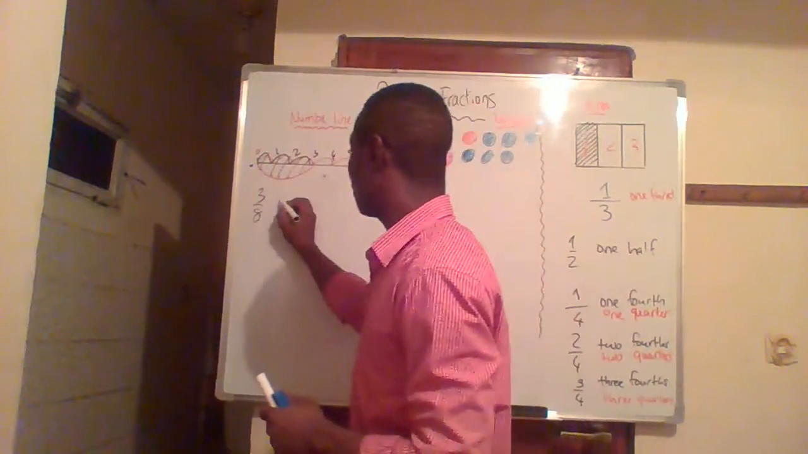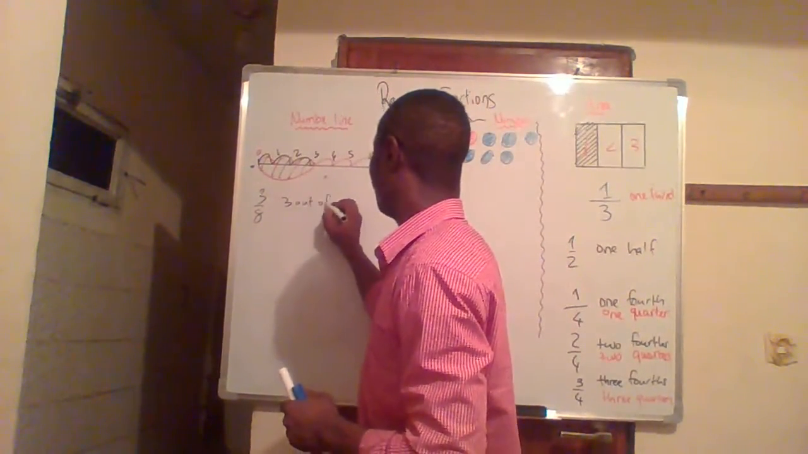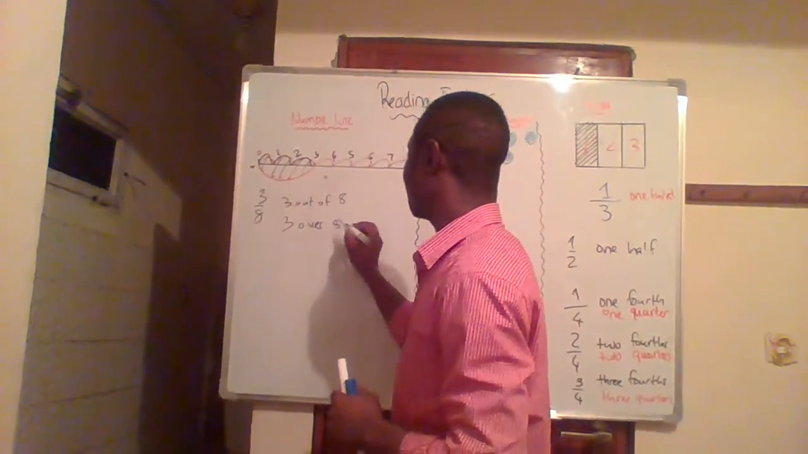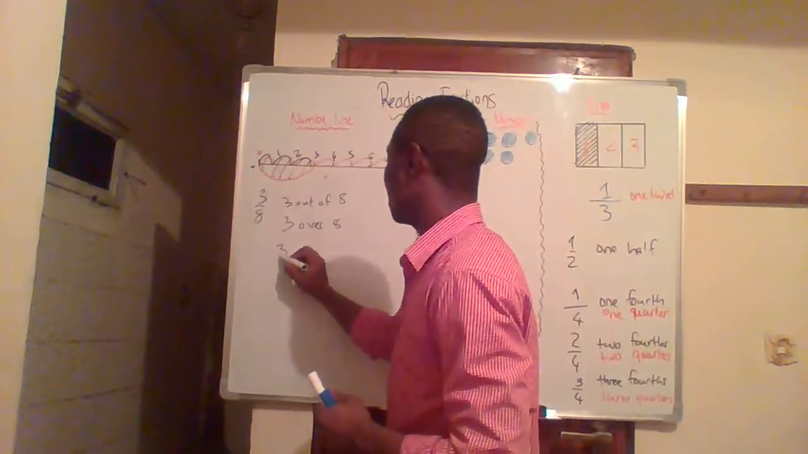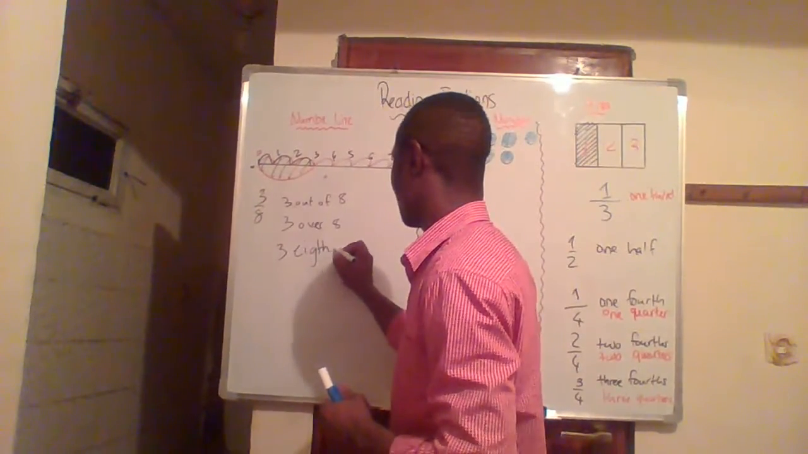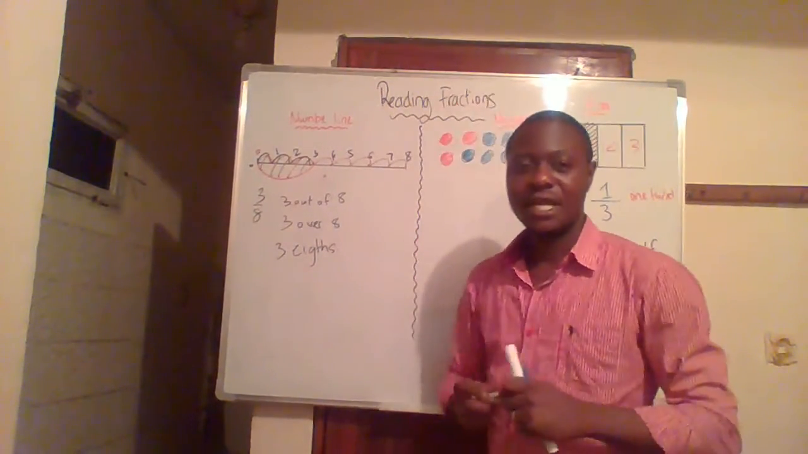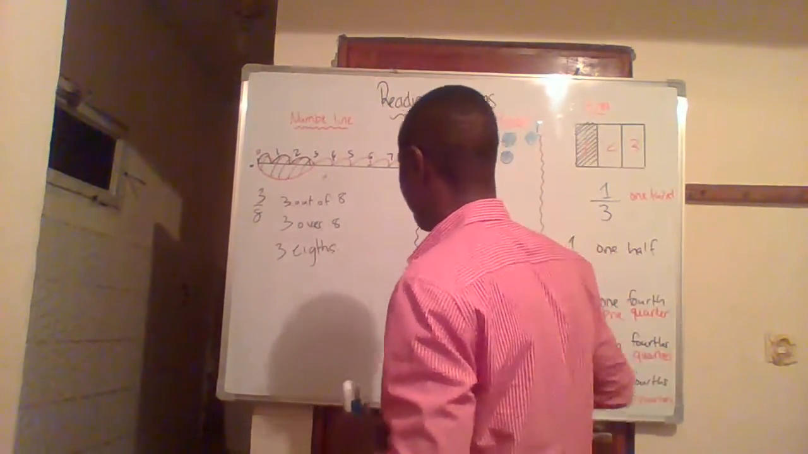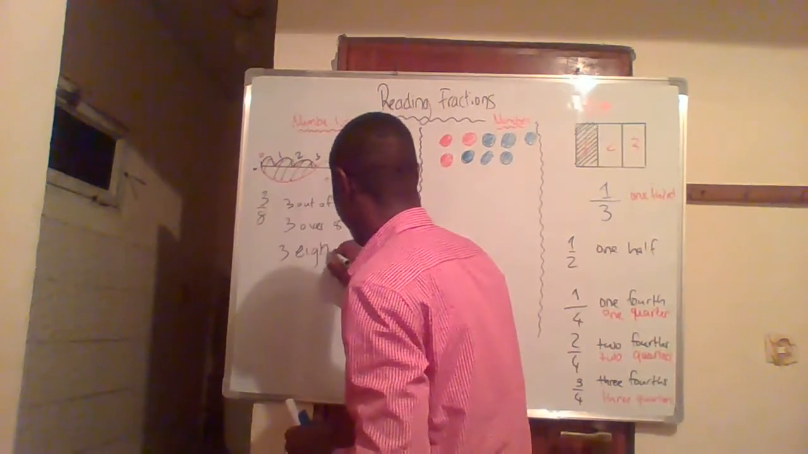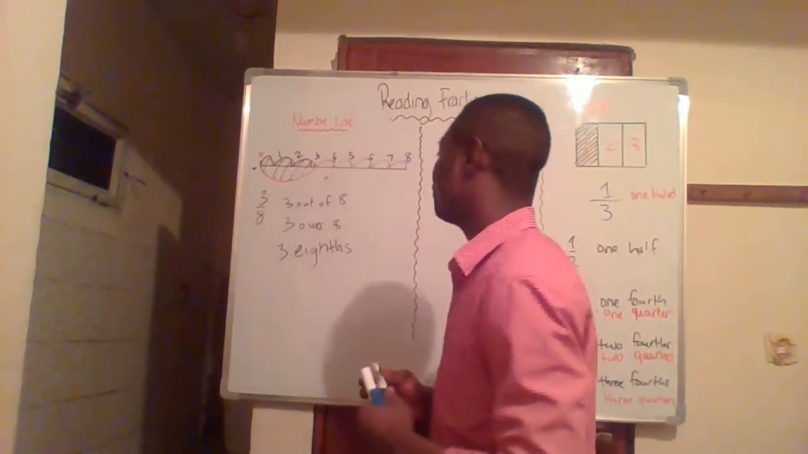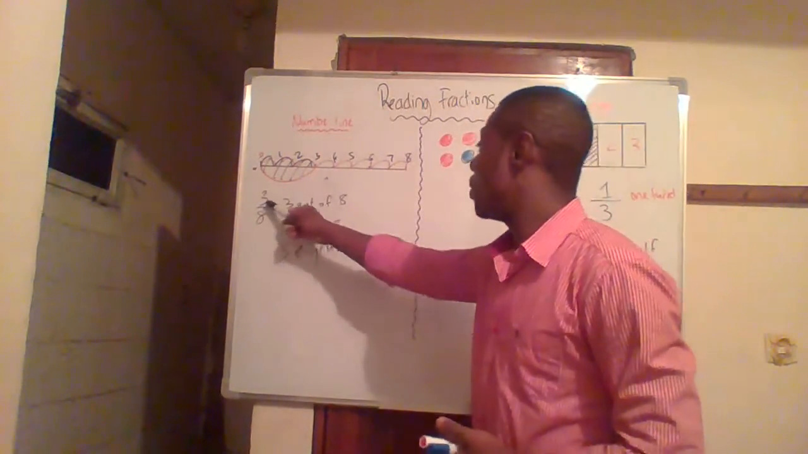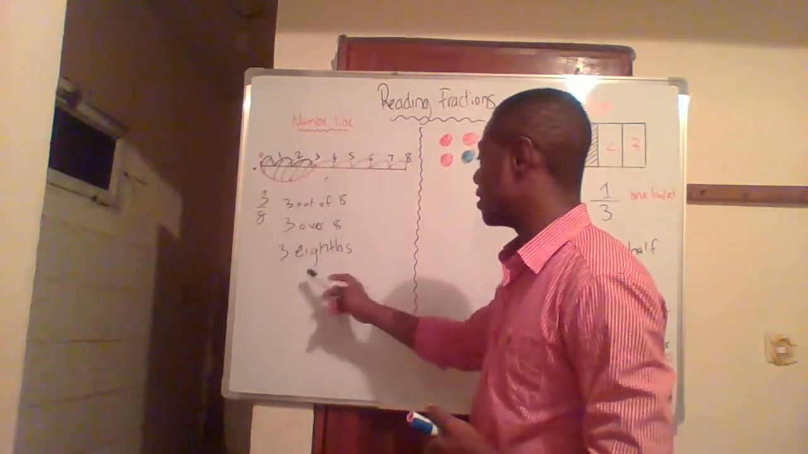I can read it like this: 3 out of 8, or 3 over 8, or 3/8. I can write it this way. Excuse me, the spelling here should be eighths. So this is 3/8. There are two ways you can read this fraction: 3 parts out of 8, or 3 over 8, or 3 eighths.